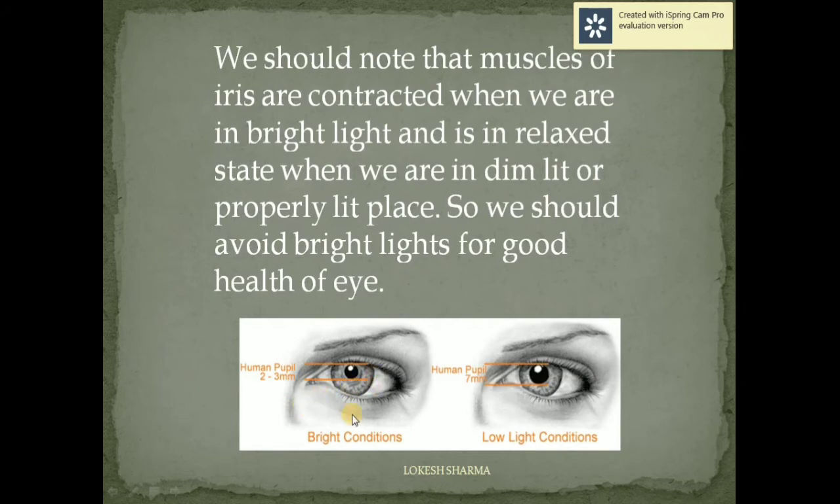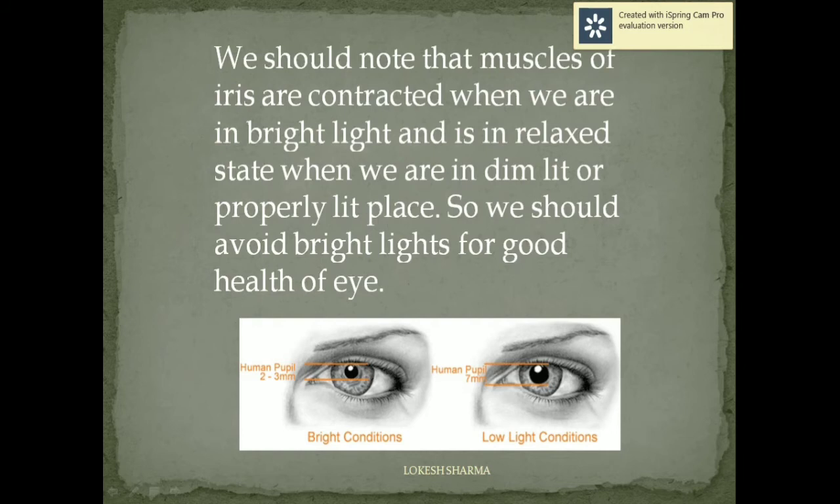Now in this picture, when we are in bright light, the size of the pupil becomes small so that excess light does not enter our eyes, and the diameter of the pupil is about 2 to 3 mm. But when we are in dim lit rooms, the size of the pupil expands and its diameter is about 7 to 8 mm. We should note that the muscles of the iris are contracted when we are in bright light and are in a relaxed state when we are in a dim lit or properly lit place. So we should avoid bright light for good health of the eye.